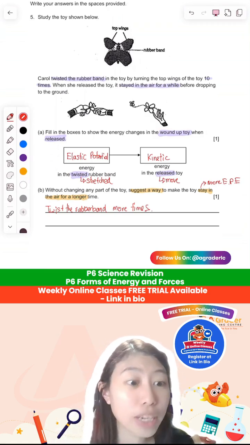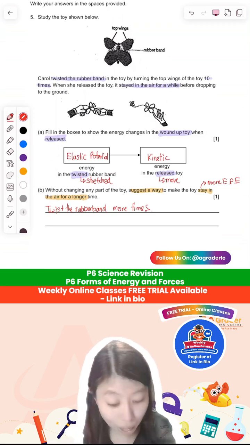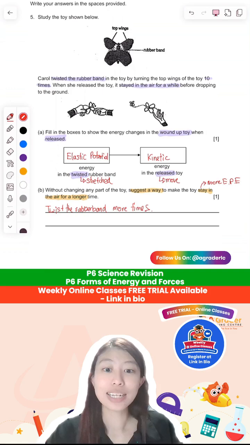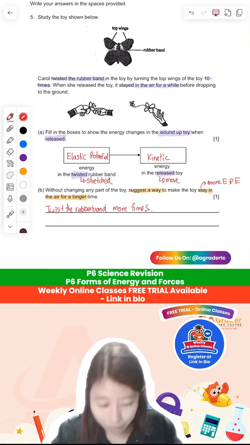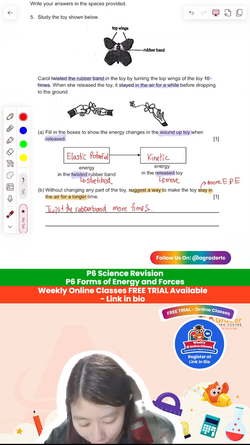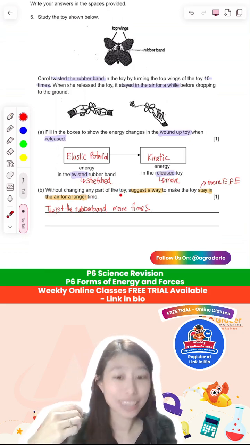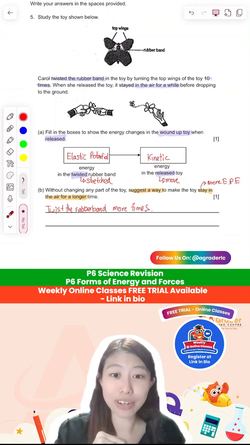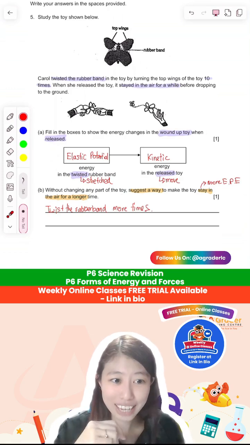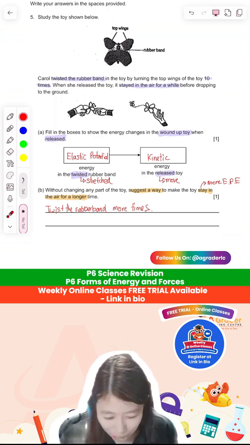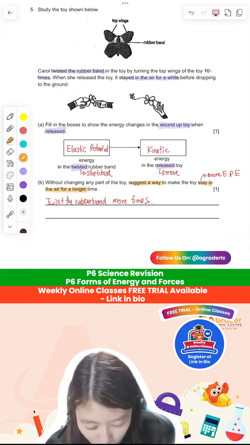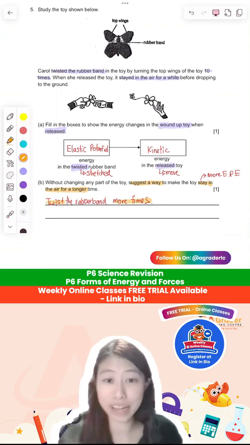Make the wingspan bigger. Yes, that is correct, Elizabeth, provided they allow you to change the toy. But now they say without changing any part of the toy. Elizabeth, yours is not wrong if they allow you to change the toy. So I can twist the rubber band more times.